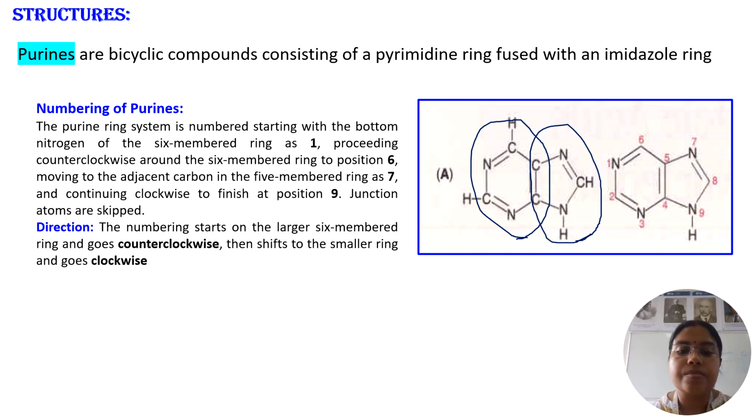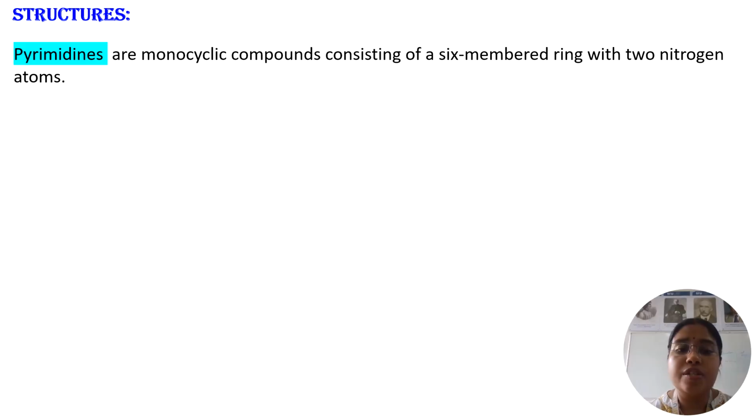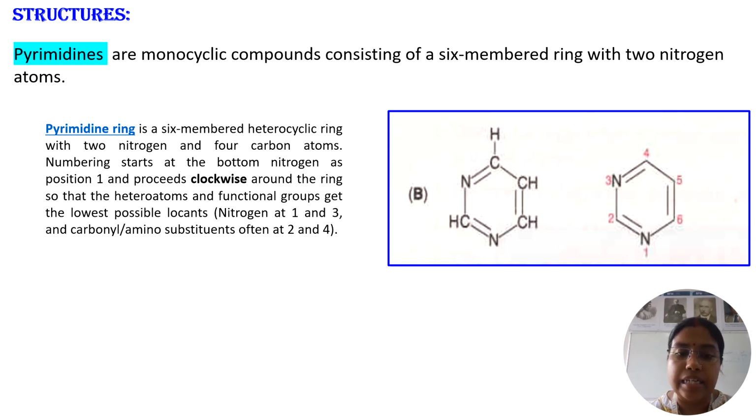Whereas the pyrimidine is a monocyclic compound consisting of a 6-membered ring with 2 nitrogen atoms. And here the numbering starts from the bottom nitrogen as position 1 and then proceeds clockwise around the ring, so that the heteroatoms and the functional groups get the lowest numbering. Here the nitrogen positions are 1 and 3.